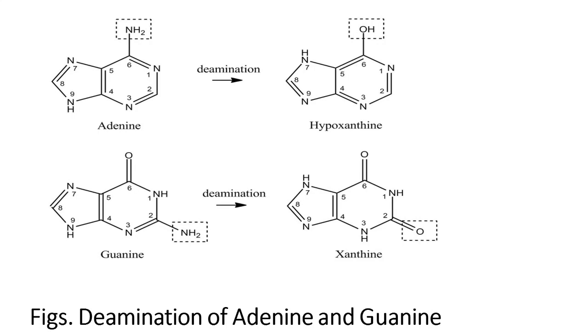And here you can see the structural change occurring in adenine after the removal of the amino group, or after deamination. We are getting the structure of hypoxanthine, and in the case of guanine, after deamination, we are getting the structure of xanthine.